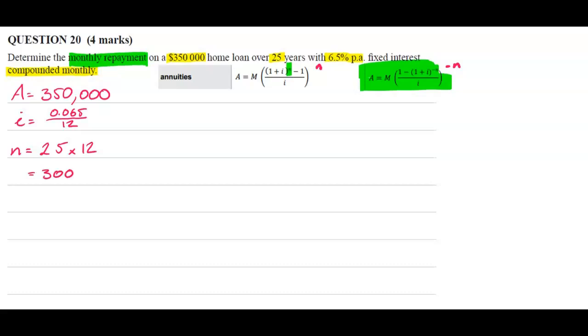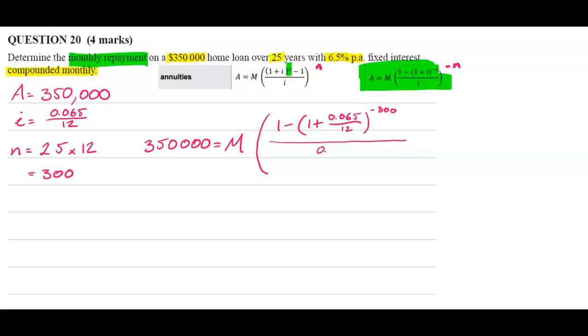Now, the reason why I didn't simplify my interest is because personally, I like to deal with exact values, and I'll leave it as exact as possible for as long as possible. And because we're using a calculator, there's no reason we can't do that. So let's set up our equation. $350,000 is equal to M, bracket 1 minus 1 plus 0.065 over 12 to the power of negative 300, all over 0.065 on 12.